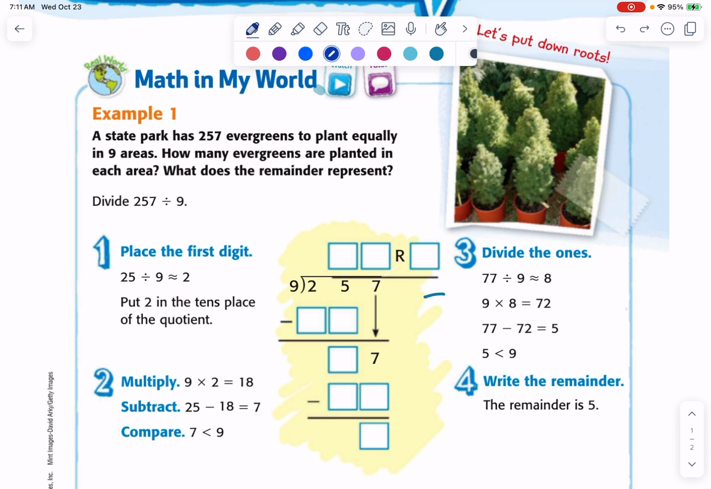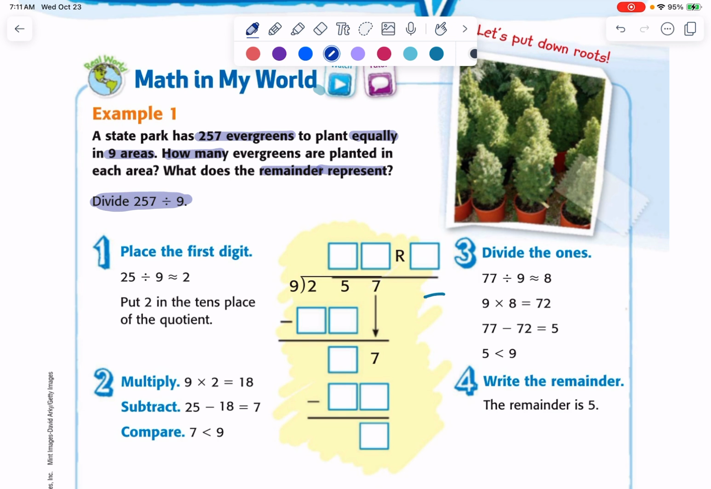A state park has 257 evergreens to plant equally in 9 areas. So how many evergreens are planted in each area, and what does the remainder represent? Okay, so we do know that we are dividing 257 divided by 9. All right, so let's take a look at our first problem here.